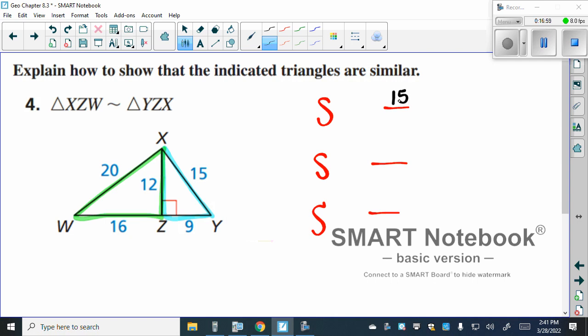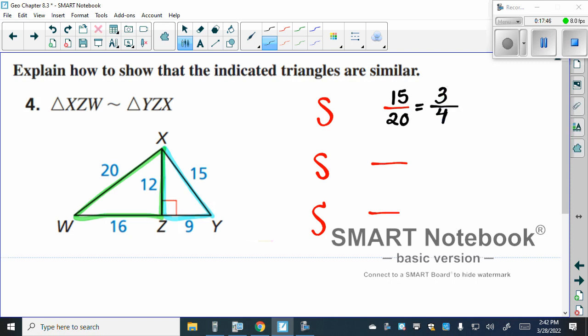Now for this triangle here, XYZ, is 15 the smallest, middle, or biggest side length? Biggest, because the side lengths are 9, 12, and 15. If we look at the other triangle, XZW, which one is the biggest? 20. So we're looking at 15 over 20, and 15 over 20 will reduce to 3/4.